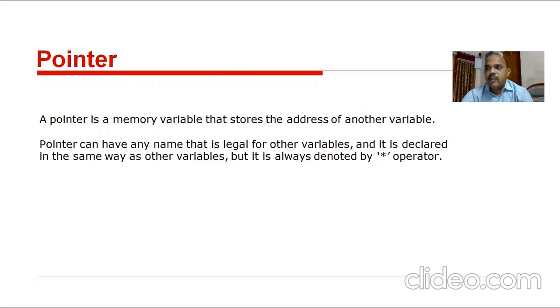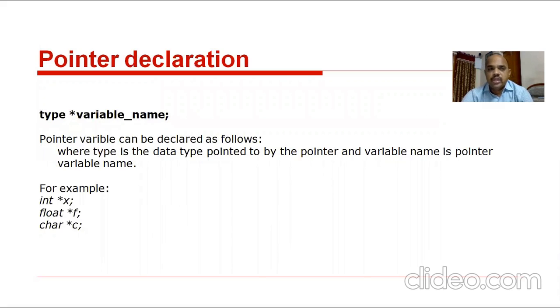The second one is the ampersand operator, that is the address operator. The indirection operator shows the contents in a particular memory location. This is the general syntax of pointer declaration: type asterisk variable name. Examples: int *x, float *f, char *c.